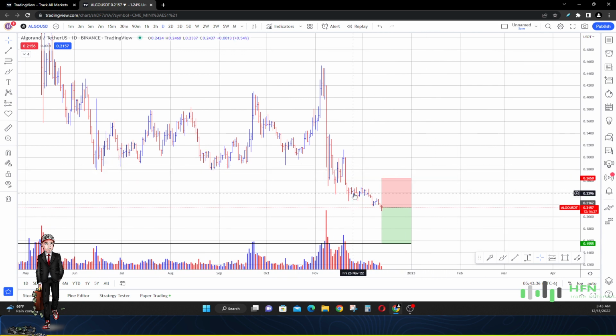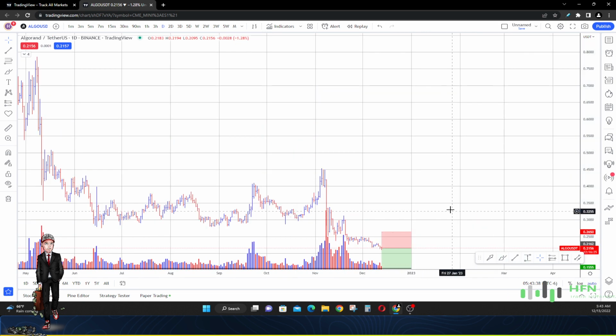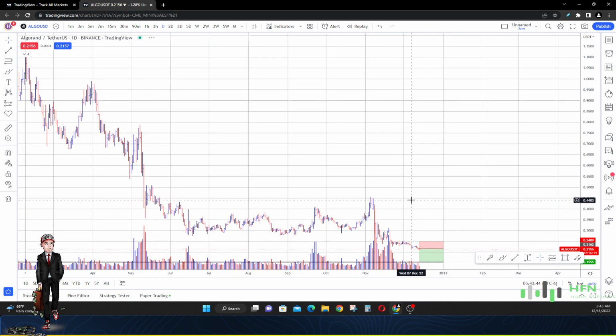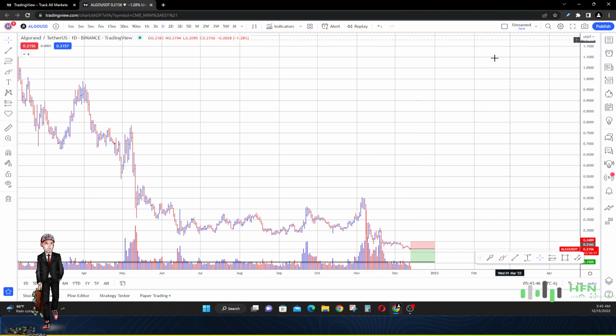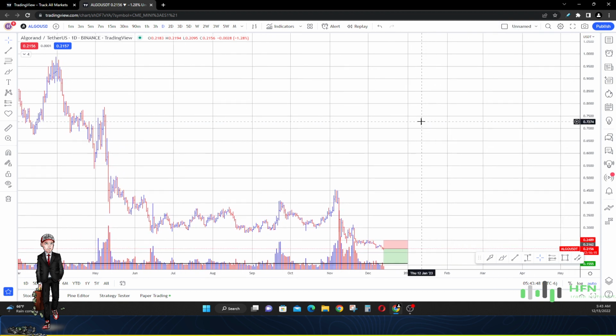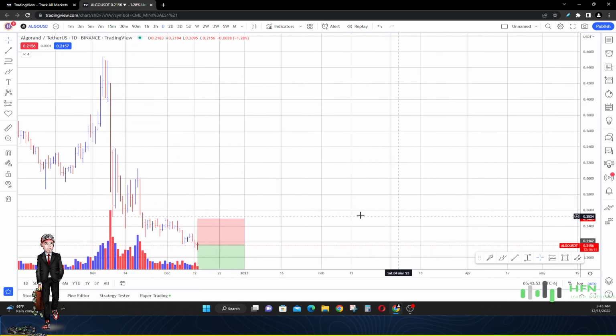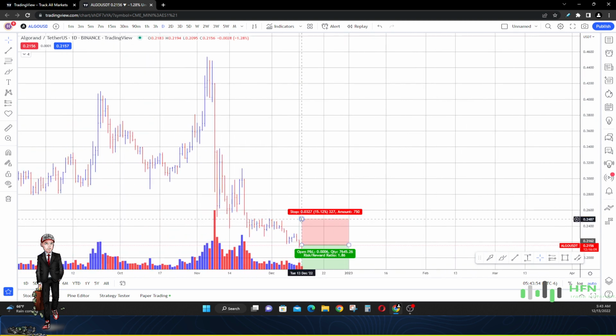And as long as price in Algorand trades below this area down here, around 25 cents, we're going to continue to expect that to go on, right? We're going to continue to expect that to trend. The easiest way for price to go is going to be down. And until we see price break that 25 cents to the upside, that's how we're going to look at the market. Okay, so that is it.